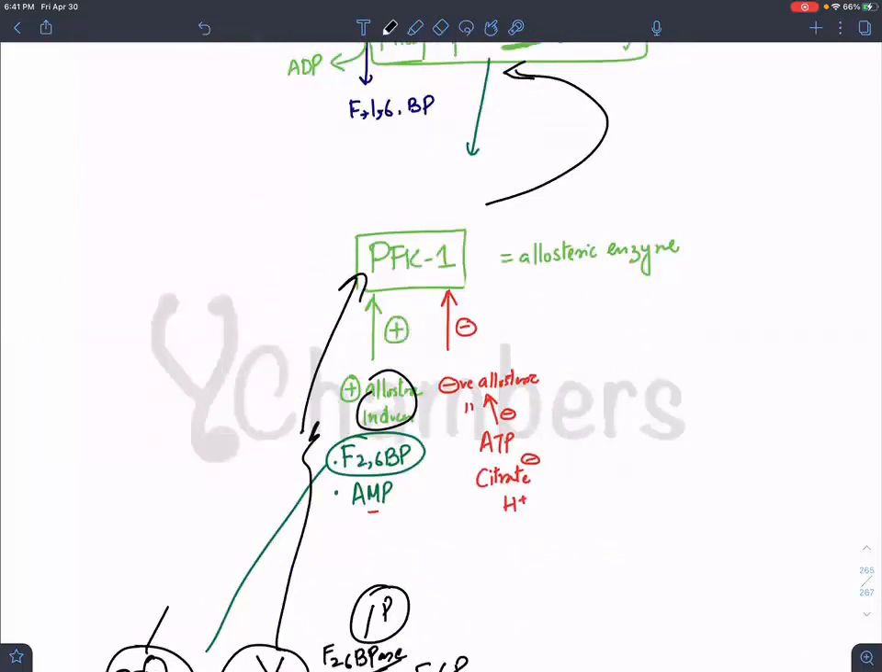Therefore, the levels of F26BP will keep decreasing and decreasing, and whatever has been produced is also being consumed. What will happen? You will have down regulation of phosphofructokinase 1. That means your phosphofructokinase activity will get decreased, guys.